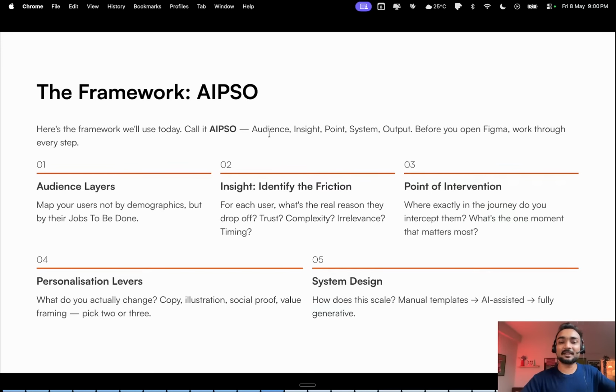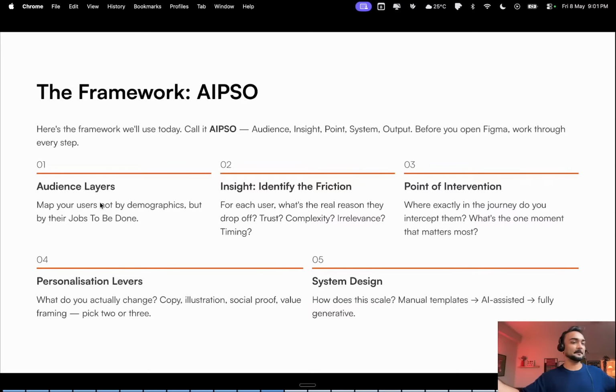The framework is audience, insight, point system and output. Now let's understand this framework. Remember, it's better if you understand this framework and do this planning before jumping into Figma, because that is true product thinking. That is the kind of product thinking we will be teaching in Product Anatomy, by the way, in case you have forgotten.